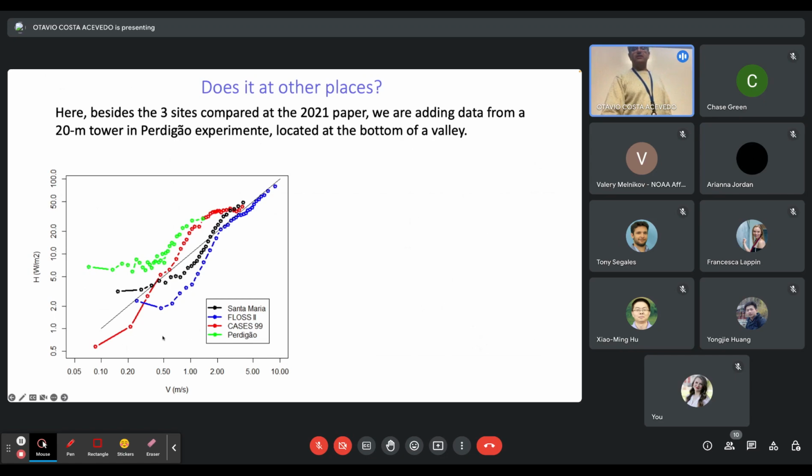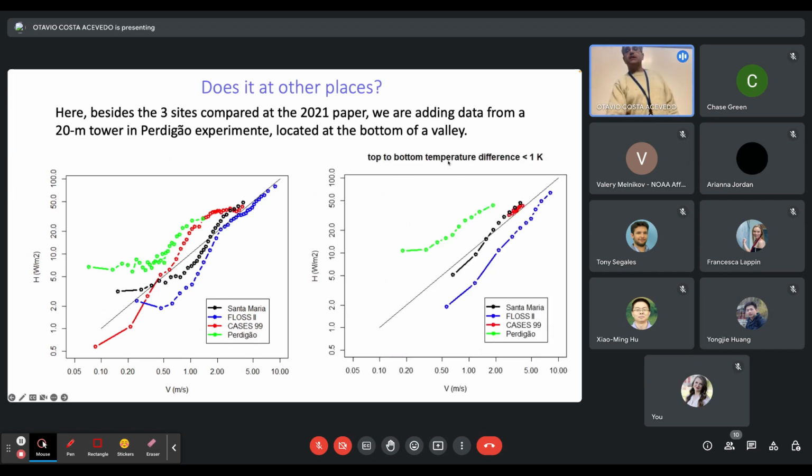This is heat flux in terms of wind speed for all data sets. But then if you filter the data by cases when the top to bottom temperature difference over the tower is smaller than 1 degree, which means it is mixed, in the four experiments, it seems to be close enough to linear dependence. So that would explain why the regime transition varies linearly with net radiation. I'm getting close to the end.